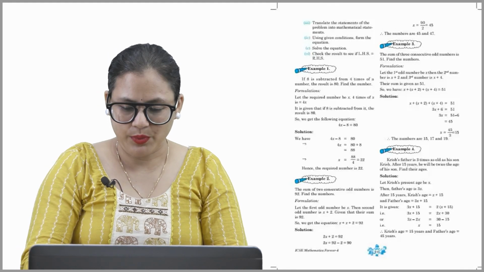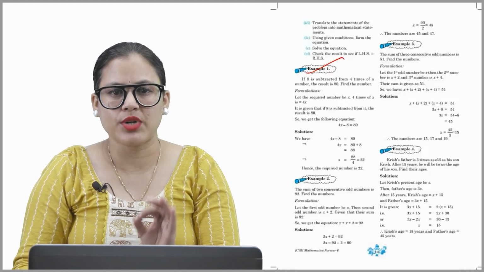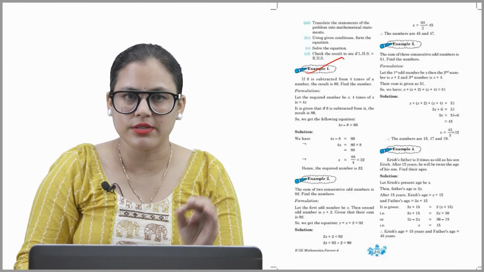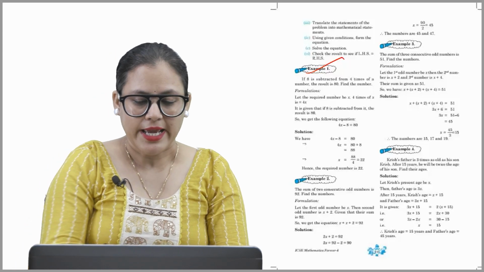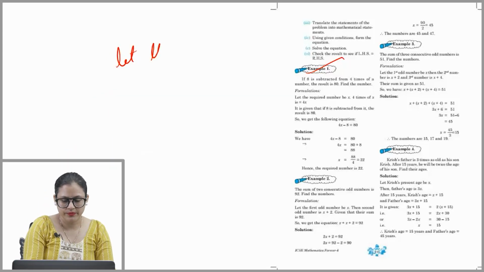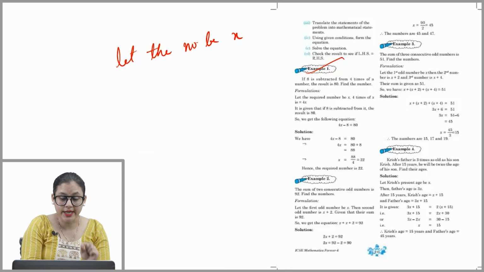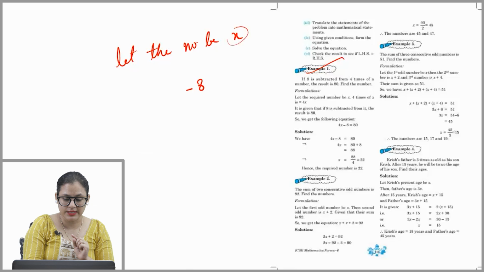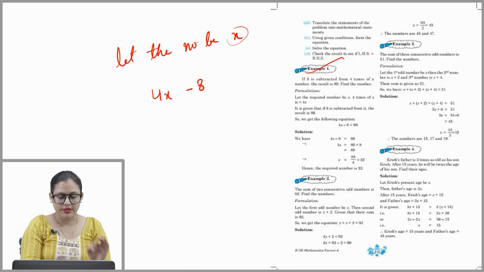Example 1: if 8 is subtracted from 4 times a number, the result is 80. Find the number. Let the number be x. Now, 8 is subtracted from 4 times a number, means 4 times this number minus 8, and the result is 80. Now we have formed the equation.